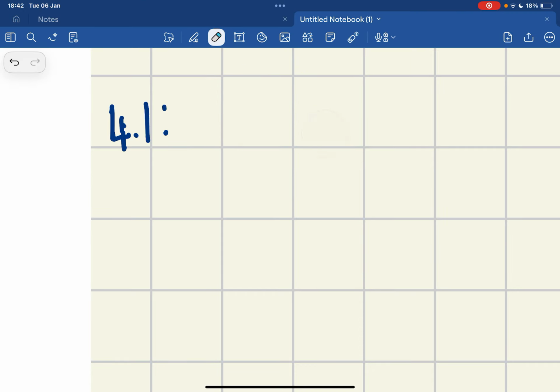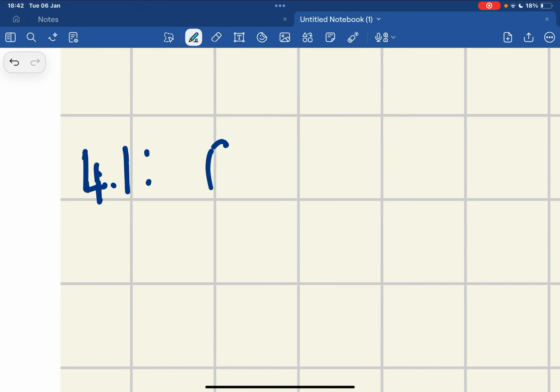Let me just quickly try and fix this, boys and girls. Apologies. Point C is equal to negative 2, 0.